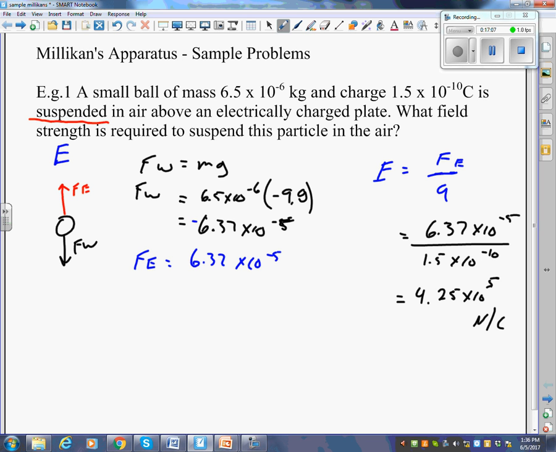So you're going to go on your calculator. You're going to go 6.37 exp negative 5, divide by 1.5 exp negative 10, equals. You got to hit equals.